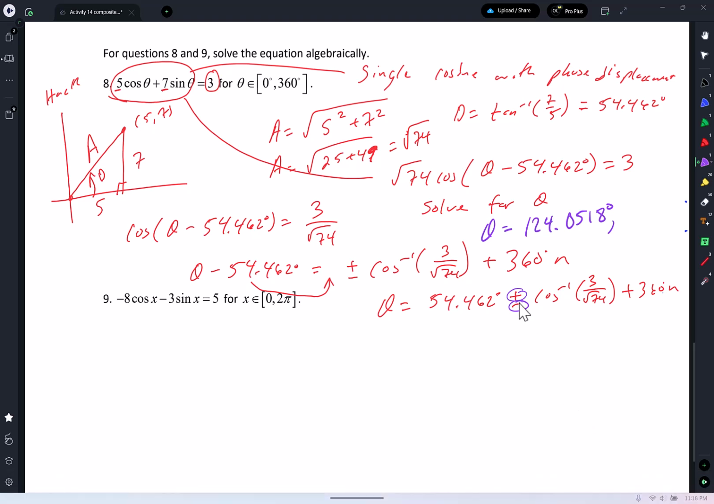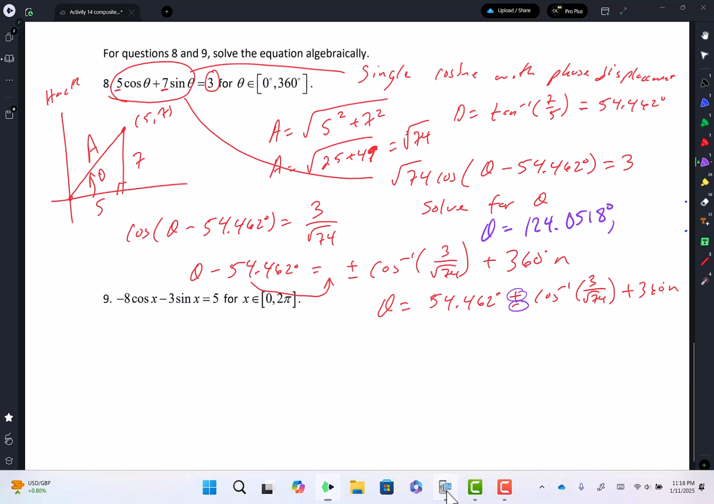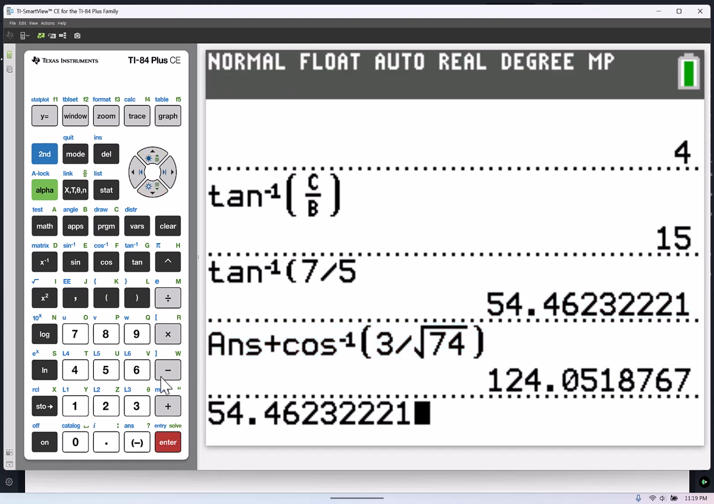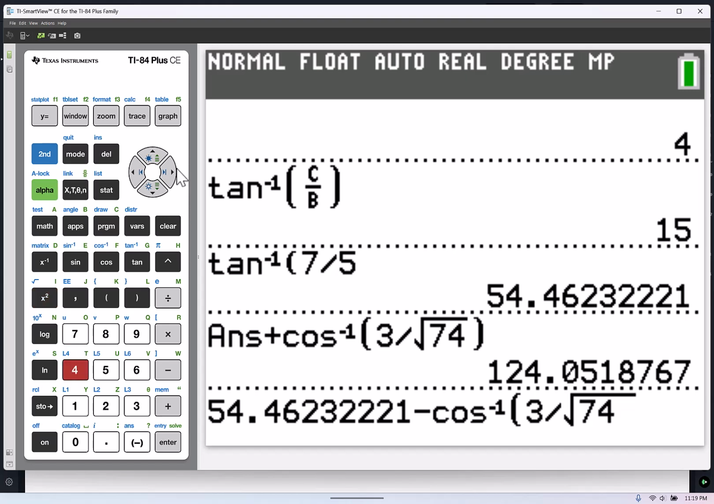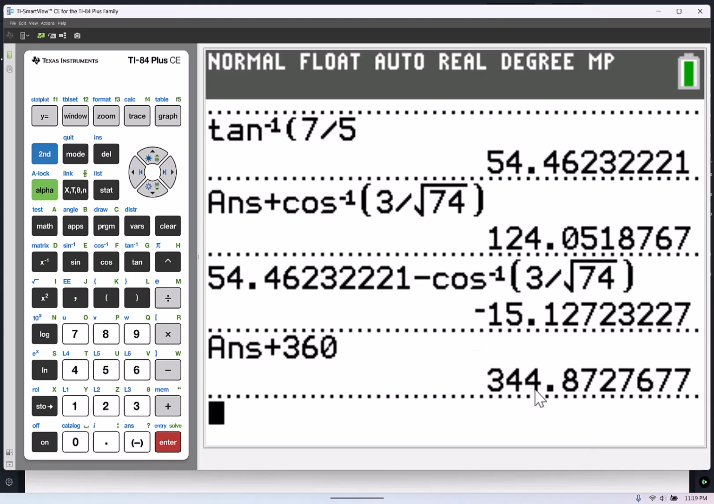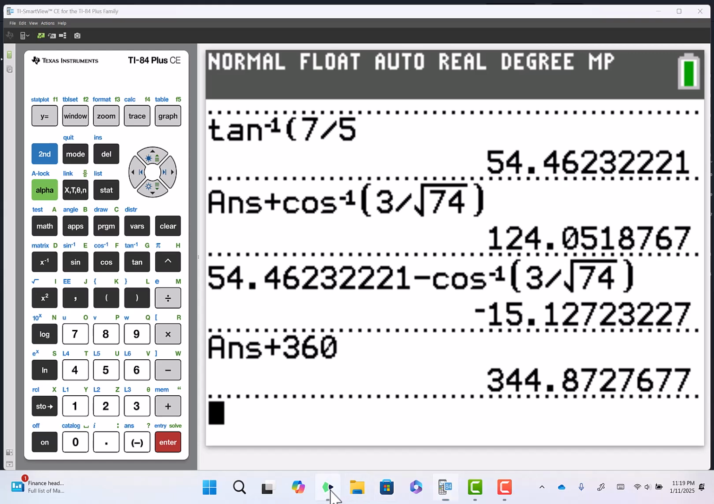So now I'm going to do the minus. I'm going to subtract, and whatever number I get, it's going to be a negative number, so I'm going to add 360. I put the answer in here by mistake, and if I do that again, it's going to count the 124 as an answer. So I'm going to come up to the 54 and go minus arc cosine of 3 divided by square root of 74. I could add plus 360, but I want you guys to see what this is. It's going to be a negative number. See, that's negative 15. And then when I add 360 to it, I'll be within the domain. Plus 360. And then voila, 344.8727.